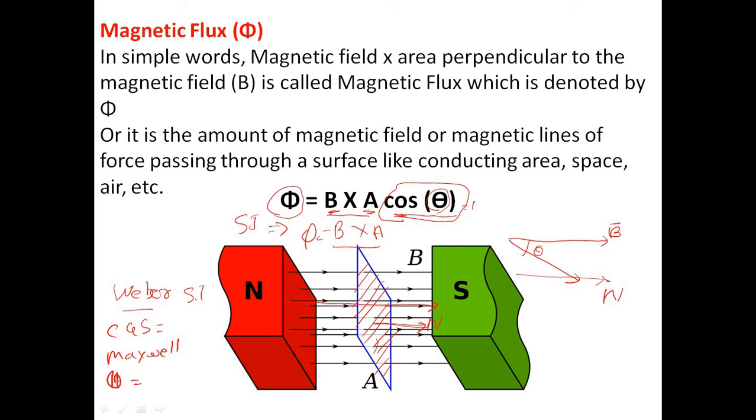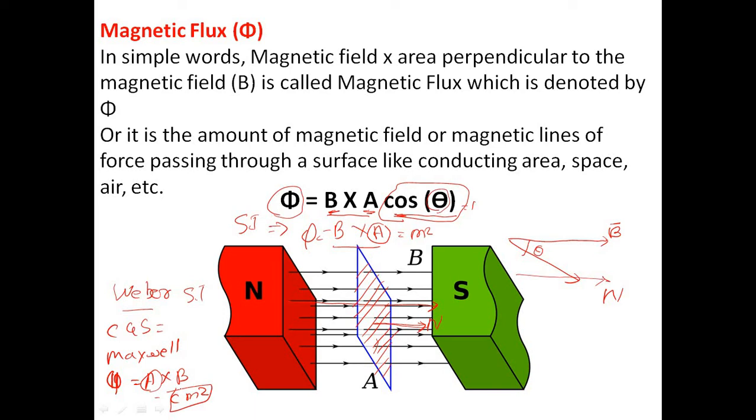Phi is equal to A cross B or B cross A, where A is in centimeter square. So in the SI system the area is in meter square, and in the CGS system the area is in centimeter square. So this is the difference between SI and CGS.